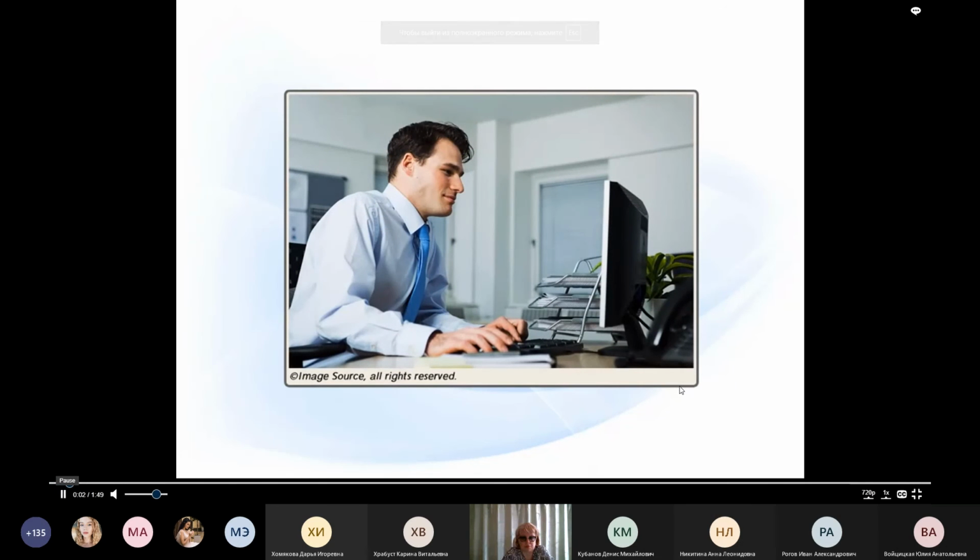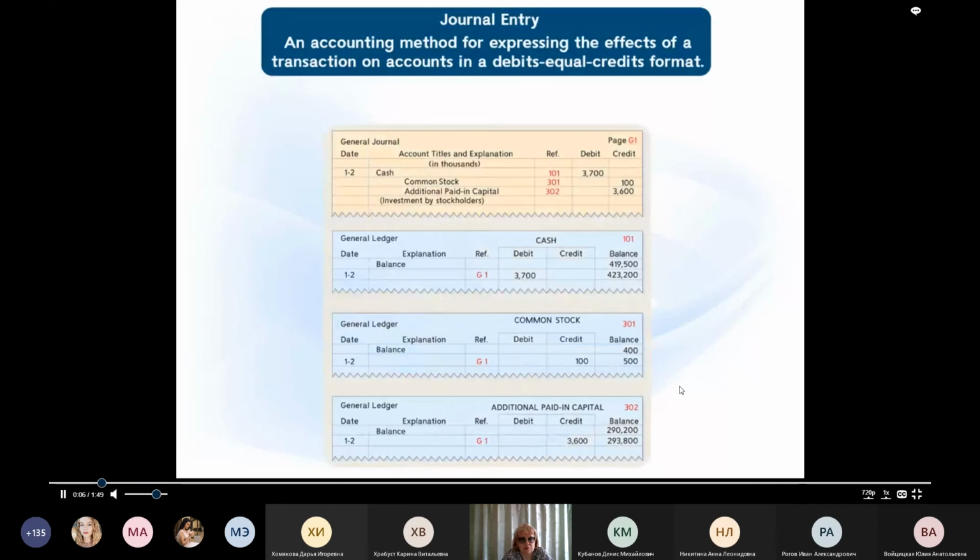Now, let's use debits and credits to record transactions in the General Journal. When we record a transaction in the General Journal, we refer to it as a journal entry. When we record a journal entry, we need to make sure that the debits in that entry equal the credits in that entry.